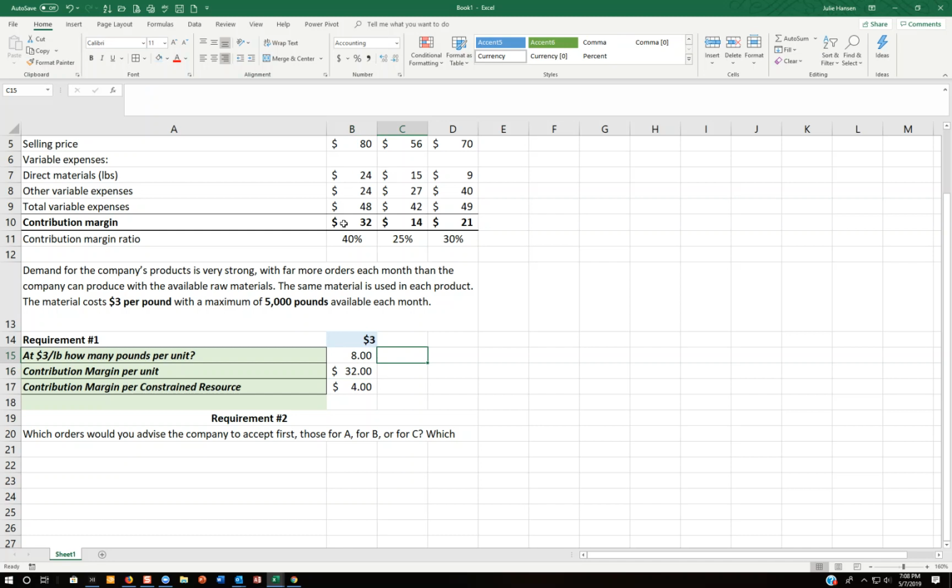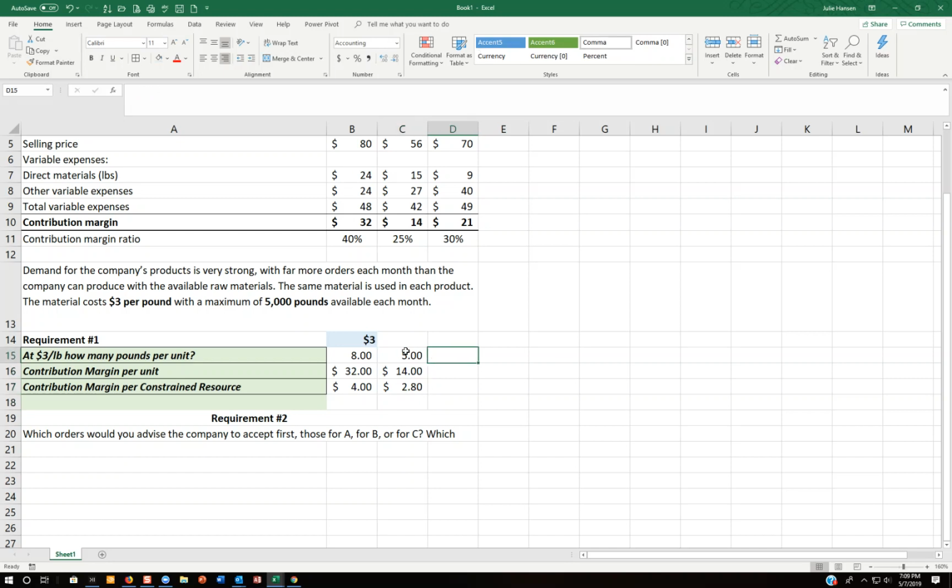So let's go ahead, now that we might have the hang of this. How many pounds did I use when I prepared product B? My direct material costs were $15. I'm going to divide that by the $3, and there we go. I'm going to do the same thing over here. So it used 5 pounds, right? 5 pounds of material times $3 a pound gives me $15 in material costs. My contribution margin, again, I'm just going to bring that on down. And so my contribution margin per constrained resource is going to be the $14 divided by 5, and there's $2.80.